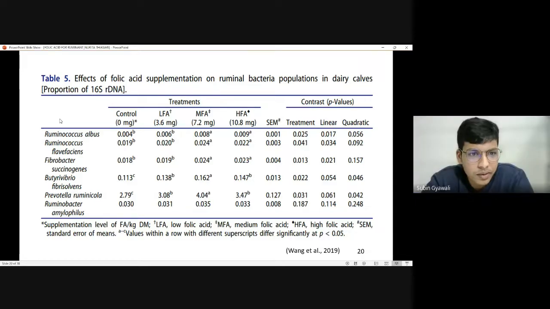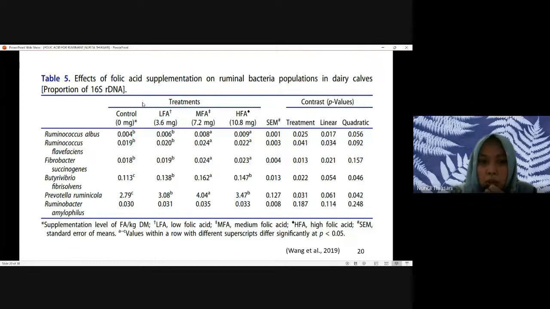Yes. And my other question is, after you reviewed lots of papers from recent years, is there a need to increase the NRC recommendation for folic acid, or is it okay with the NRC standard for the folic acid recommendation? Do you get what I mean? Yes.